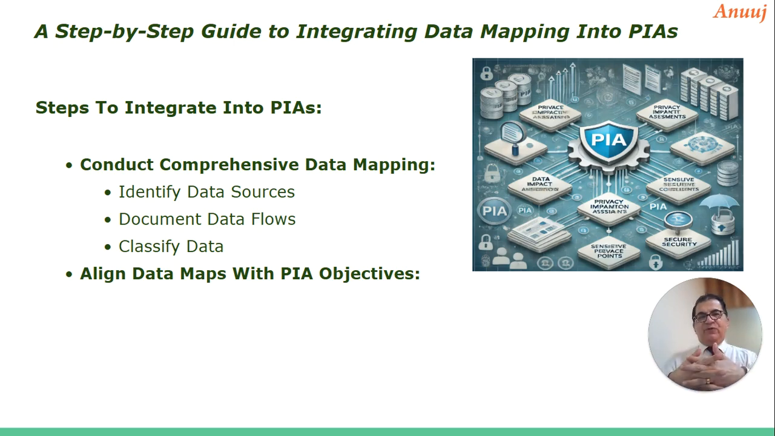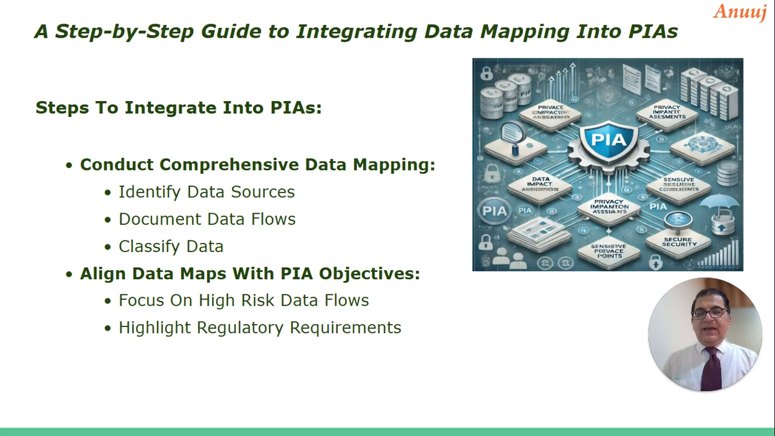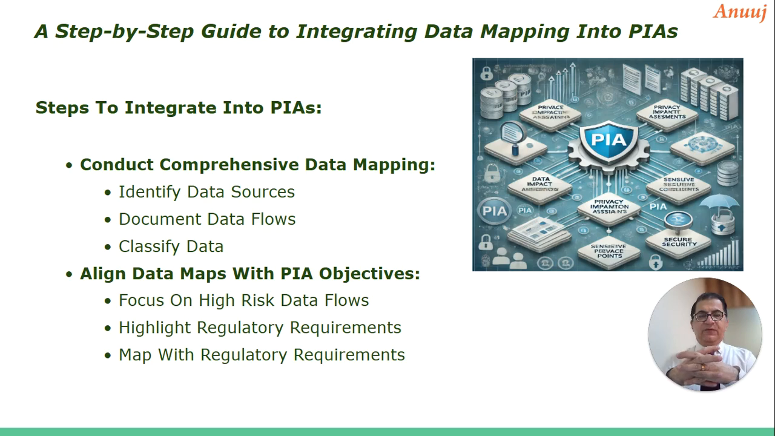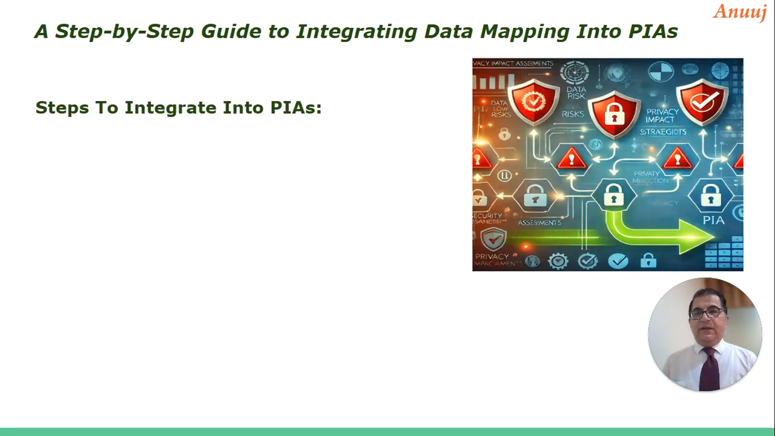And now I map both of them. I align my map on the high risk data flow areas and highlight my regulatory requirements. How do I know my requirements? Through the PIA objective. And then I map my personal data, the way it is getting handled, the way it is getting shared, and my objective of the PIA, and link both of them and integrate both of them and see how they work together. How do I avoid breaches?